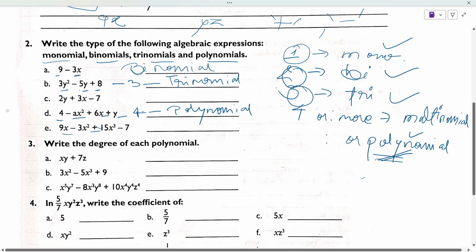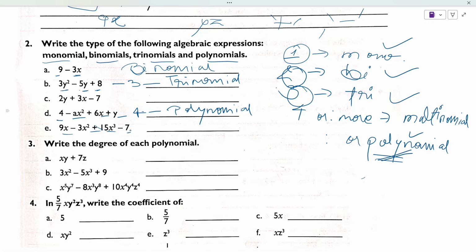And 9x, 3x square, 15x cube minus 7. So the next part also has 4 terms, so it will also be called a polynomial. But again, don't develop any misconception that if 4 terms are there, we call it a polynomial. That is not a special name, nothing like that. So be clear with concepts.